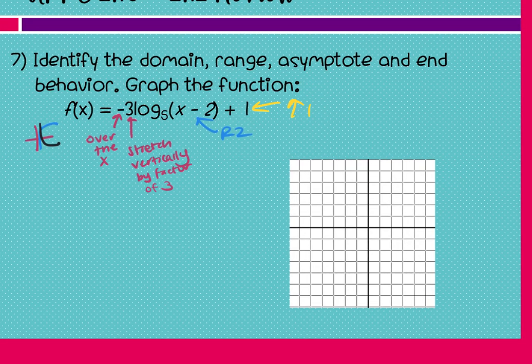The vertical asymptote comes from the parentheses. So my vertical asymptote is at x equals 2. You need to plot your vertical asymptote so you can guide the rest of it. It would have been up 1, right 2, which makes sense. And then it would be upside down. It would be vertically stretched. So it doesn't have to be perfect, but something like that.